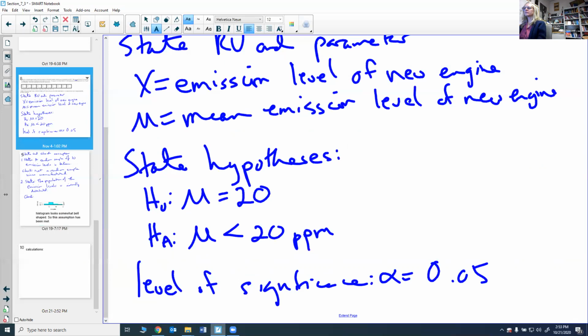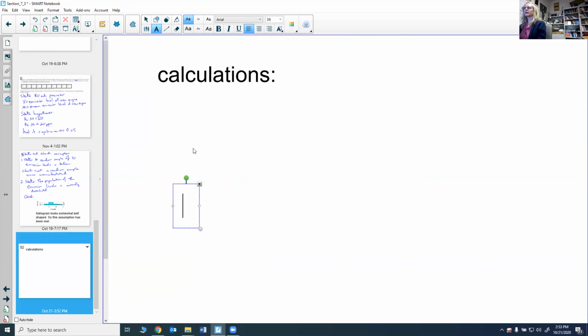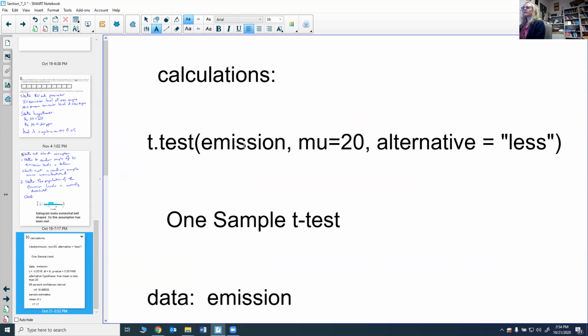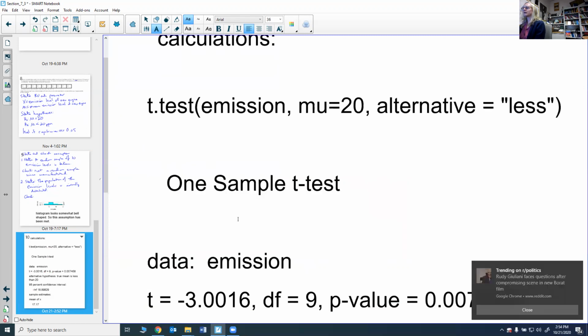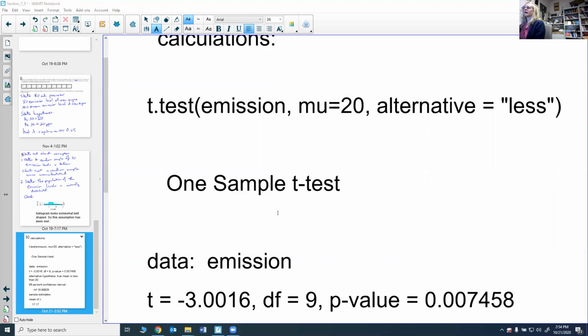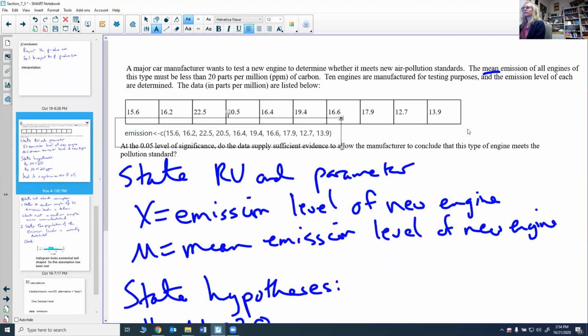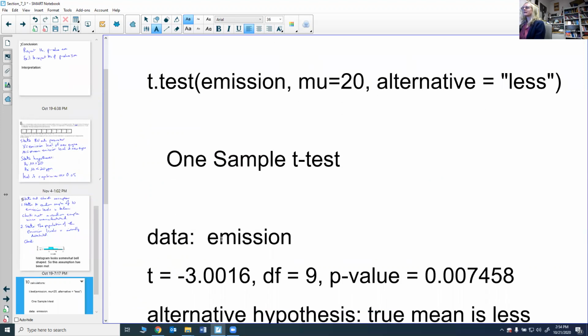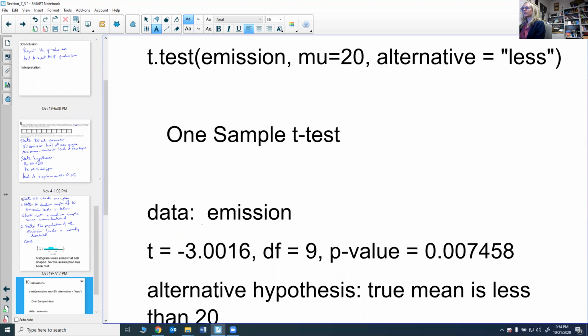So we'll go put this over here, and then we can talk about what all these things are. So here's our calculations. This is how I typed it in. Again, it's slightly different because I don't have a data frame, but it's basically the same idea. And so it tells me I did a one sample t-test, which this is because we only had one sample. Notice you can see that because there's only one sample here. So we have that information. It tells me my data is emissions. That was my variable. So it's a good thing it told me that.